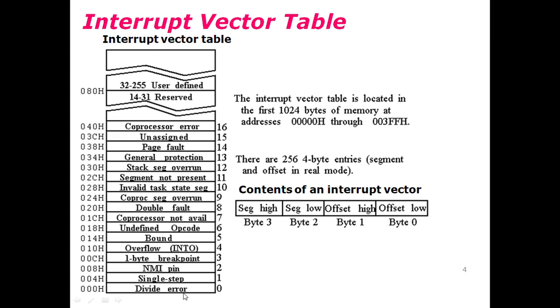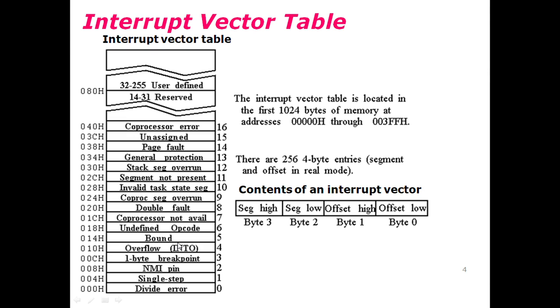And each interrupt is assigned a number. So this is interrupt 0 or interrupt vector 0, and this is interrupt vector 1, interrupt vector 2, and so on and so forth. So starting from divide error, the first interrupt 0, till 31, there are 32 interrupt vectors in total defined for the system processes. And then these interrupt vectors are reserved for these purposes.